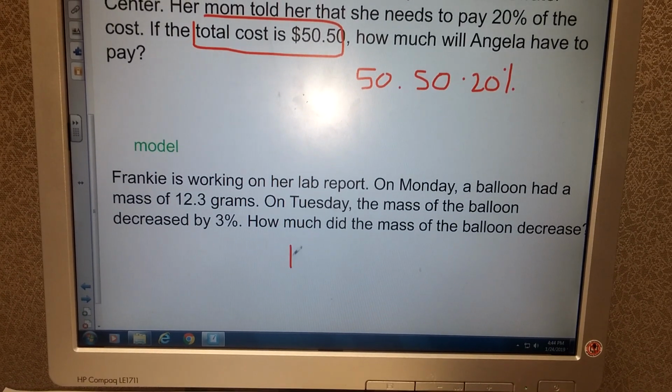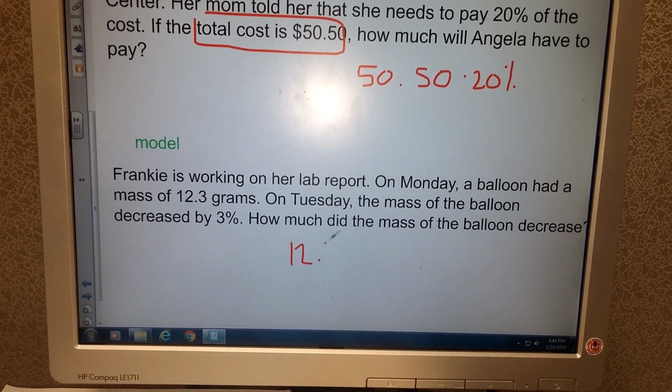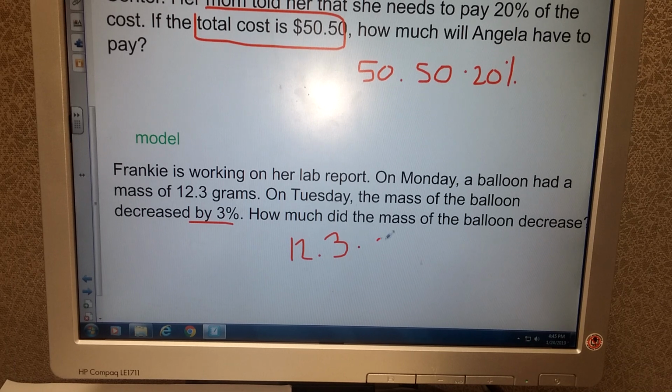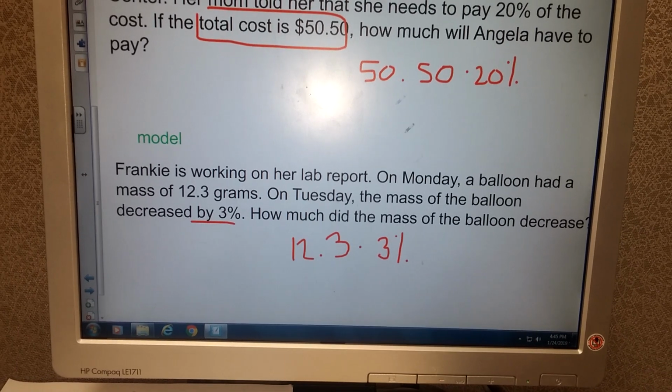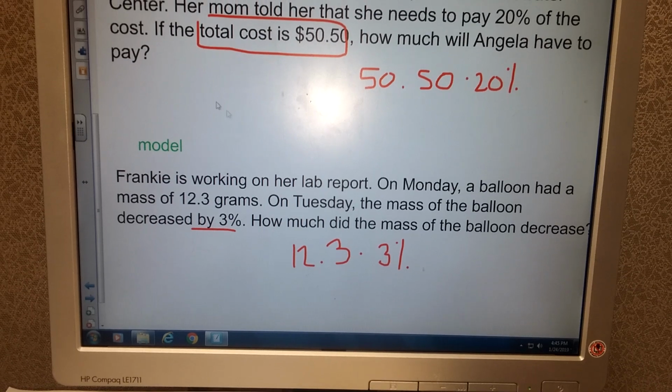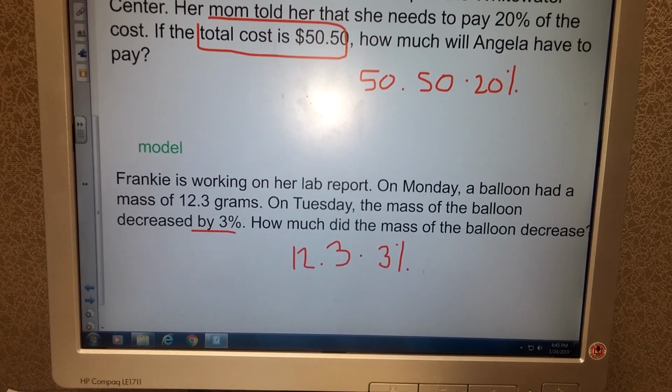The bottom one, 12.3 grams, that's what the balloon had. It decreased by 3%. Okay, we could find 3% of that. It's going to be a pretty small number because we're only finding 3% of around 12. So that's going to be pretty small.